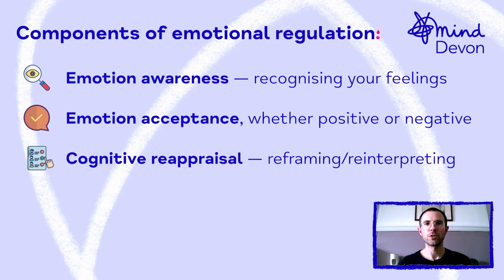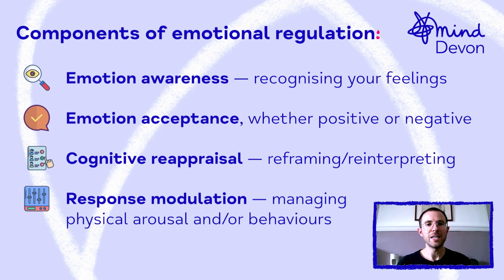4. Response modulation. The ability to modulate physiological and behavioral responses associated with emotions is essential. This can include managing physical arousal, for example, using relaxation techniques to reduce stress, and behavioral responses, for example, choosing constructive actions when experiencing anger.